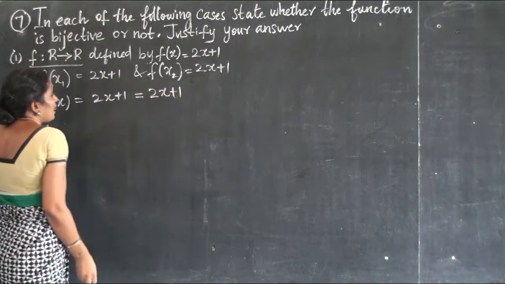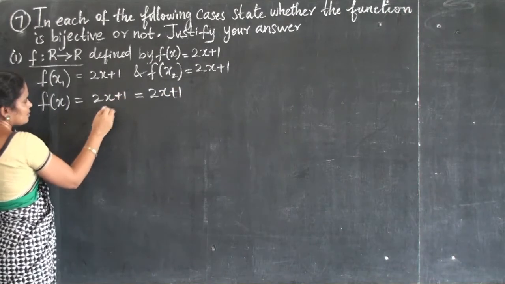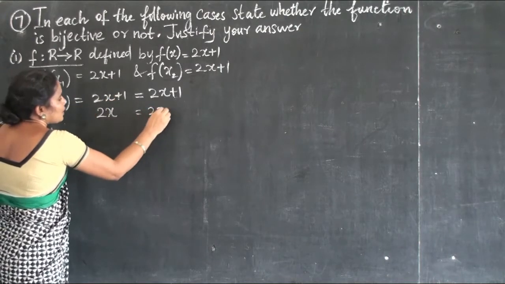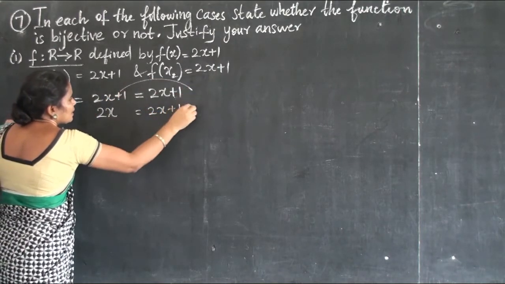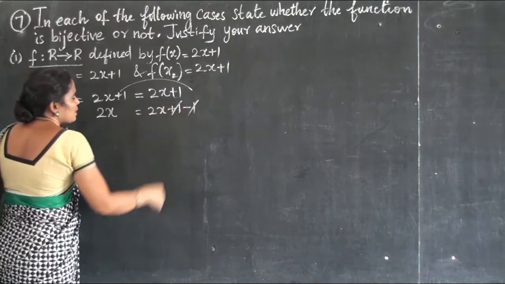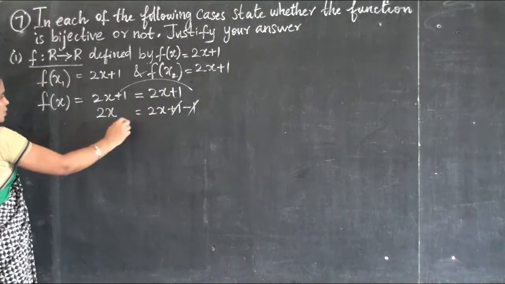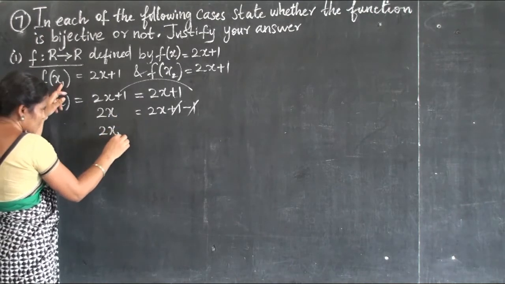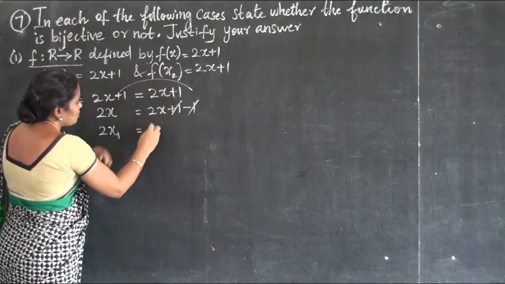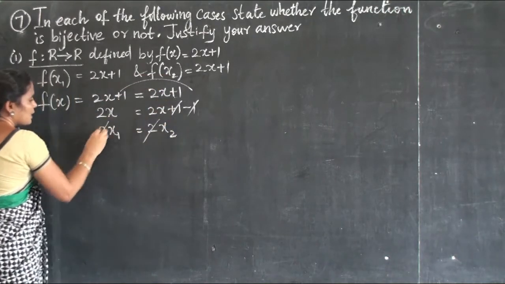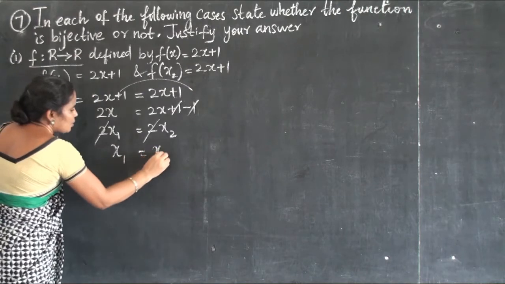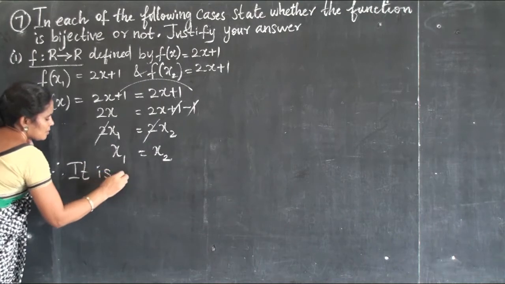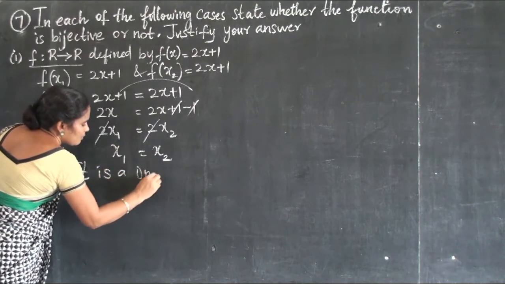Hence it is R to R. Equating them, the plus 1 on this side goes to the other side as minus, so plus 1 minus 1 is 0, it is cancelled. We have 2 x1 equal to 2 x2. The 2 cancels, so x1 is equal to x2. Hence it is a one-to-one function.